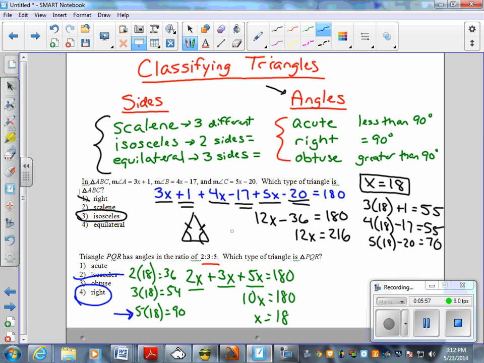I hope this was helpful, because the side and angle relationships are all over the Regents, and they're useful because they allow you to determine differences between angles and sides, and you can use one to help you figure out the other one.